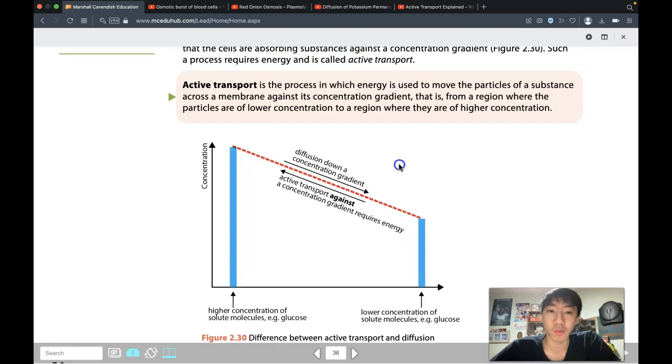Okay, let's read the definition of active transport. Again, definition, you have to know this. Active transport is the process in which energy is used to move the particles of a substance across a membrane against its concentration gradient. That is, from a region where the particles are of lower concentration to a region where they are of higher concentration.